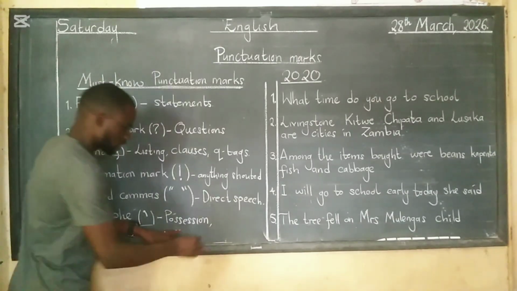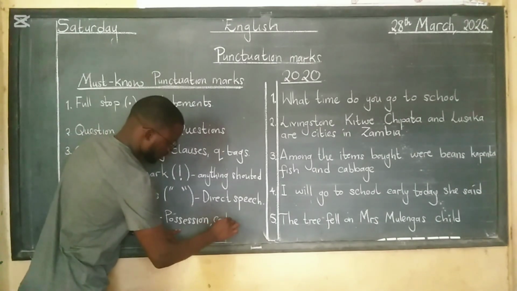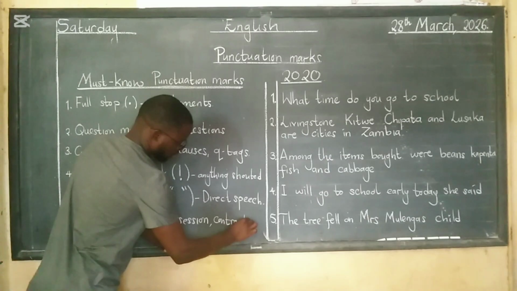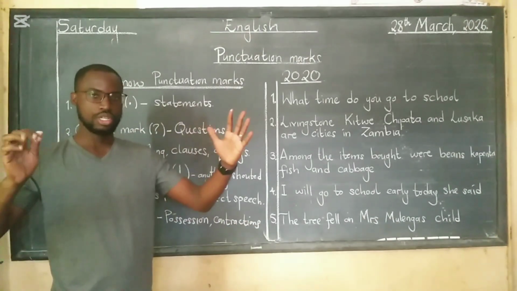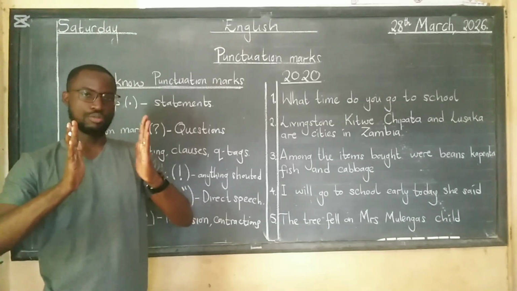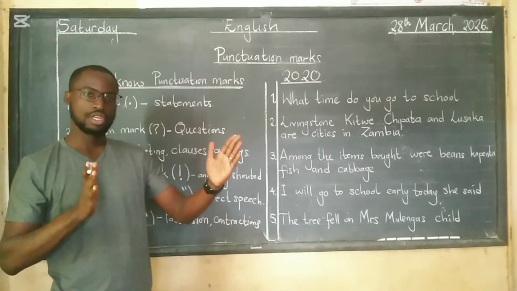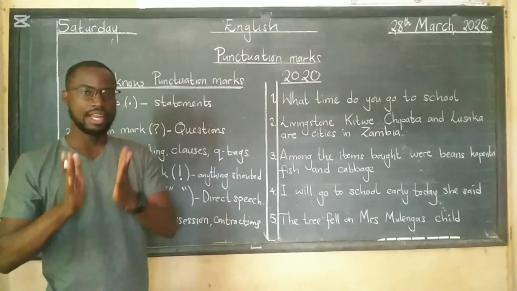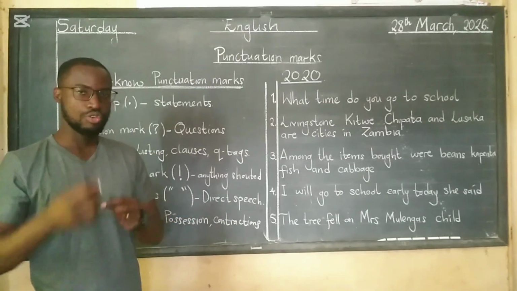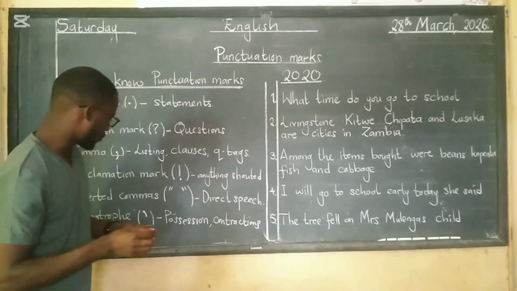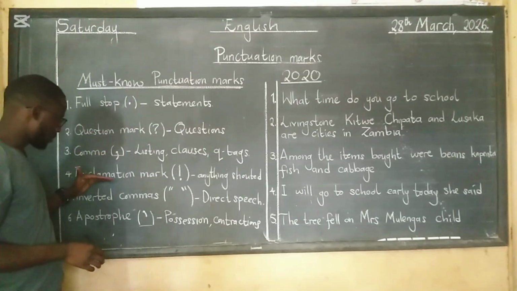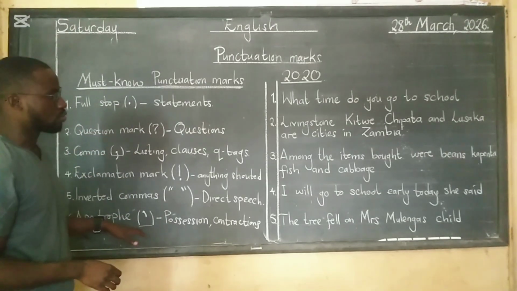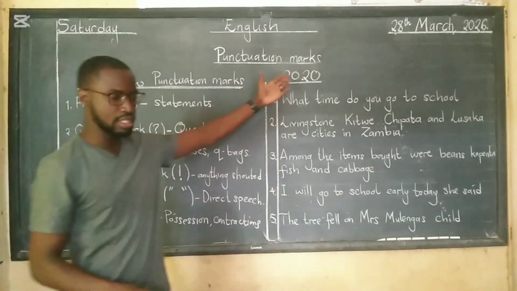Then the other one is when we have contractions. By contractions, I mean when you have a big word which has been reduced to something small. For example, cannot can be contracted as can't. Now, when we make that contraction, we're supposed to put an apostrophe somewhere in there. So, full stop, question mark, comma, exclamation mark, inverted commas, and apostrophe. Let's see how they work with this example.